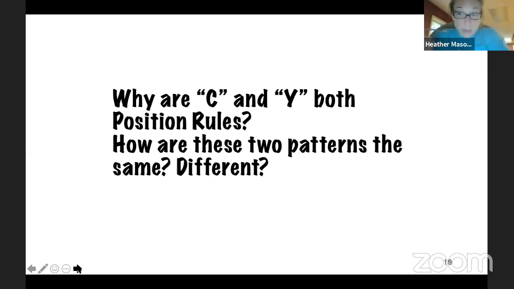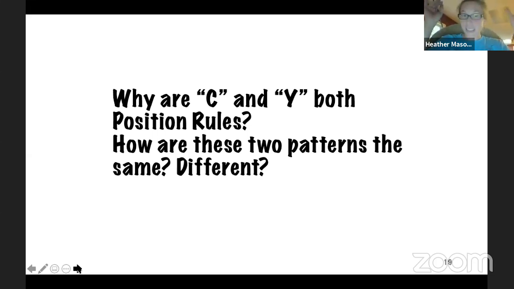Sorry, I was muttering with my mic off. Oh, okay. I'm actually still thinking about this. I know that C is a position. Okay, so I'm just going to say what's coming off the top of my head.